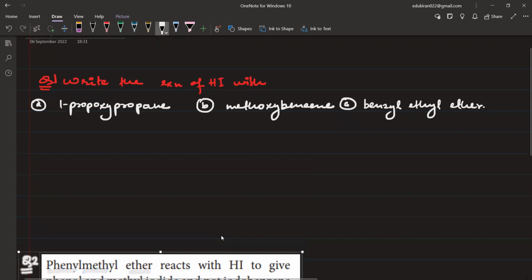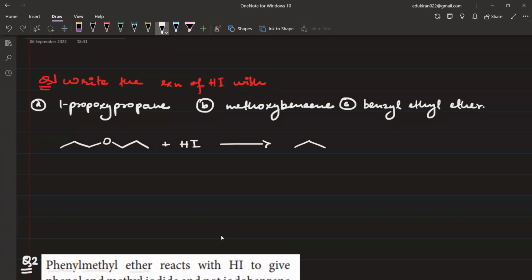If we look at the propoxy propane example, in propoxy propane, you will have 3 carbons, oxygen, 3 carbons, plus HI. Now, in the reaction with HI, we will get one alcohol and one haloalkane. So here there is no difference. That is why we can make the haloalkane from these 3 carbon atoms, and we can make the alcohol from the remaining 3 carbon atoms, OH.